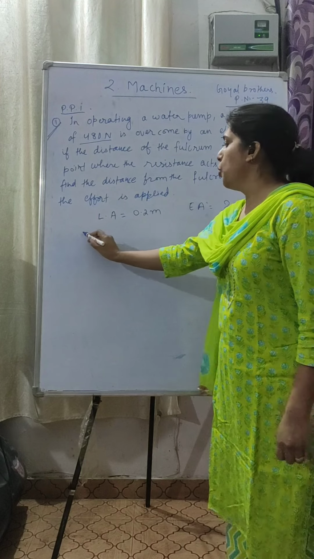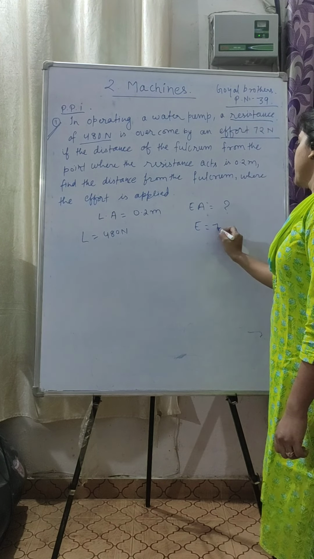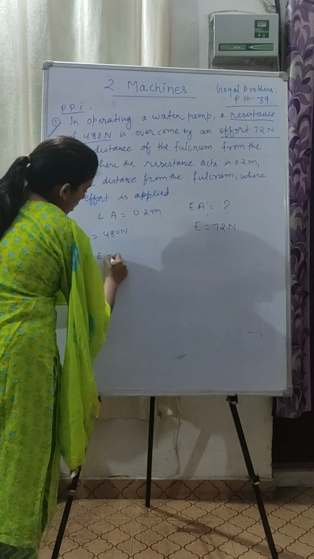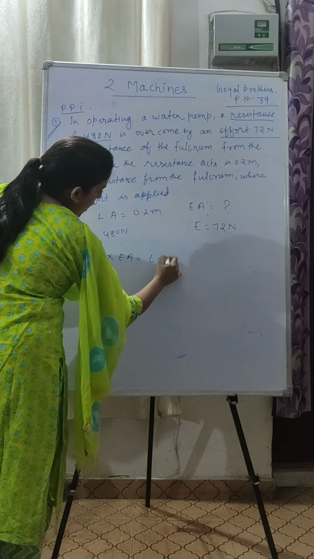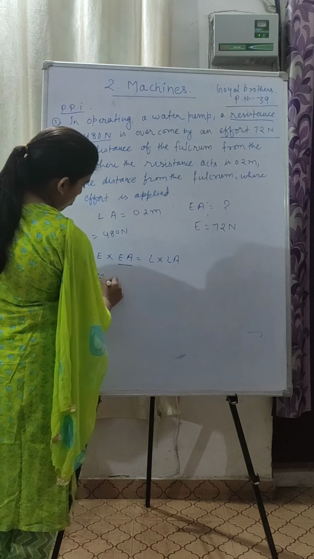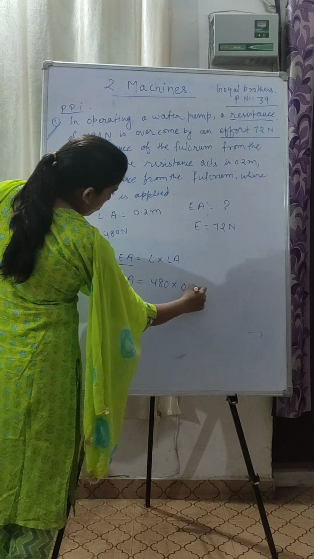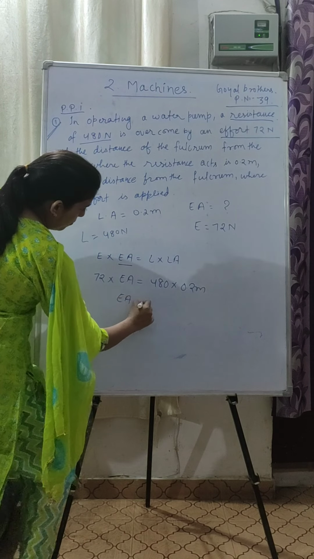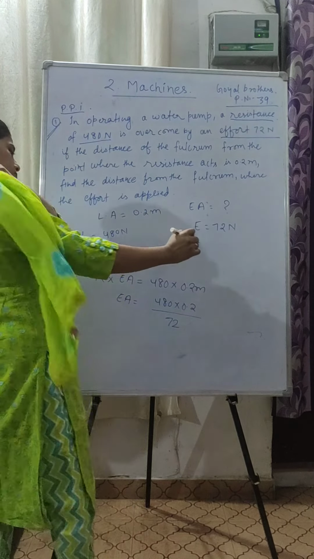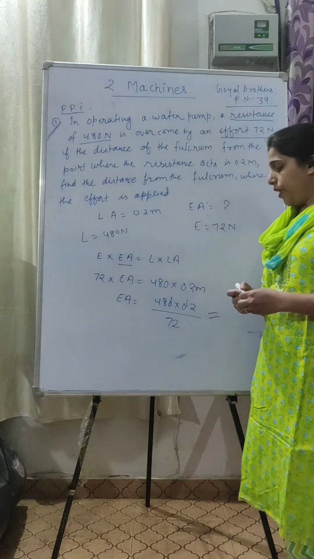You are given the load, that is 480 Newtons, and the effort, that is 72 Newton. So we can calculate, it is very easy. We only have to put in the values. Effort into effort arm is equal to load into load arm, and we have to calculate the effort arm. So we have 72 into effort arm equals load, that is 480 into 0.2 meter. So we will get the effort arm by calculating these given values, and the answer we will get easily by simplifying this.